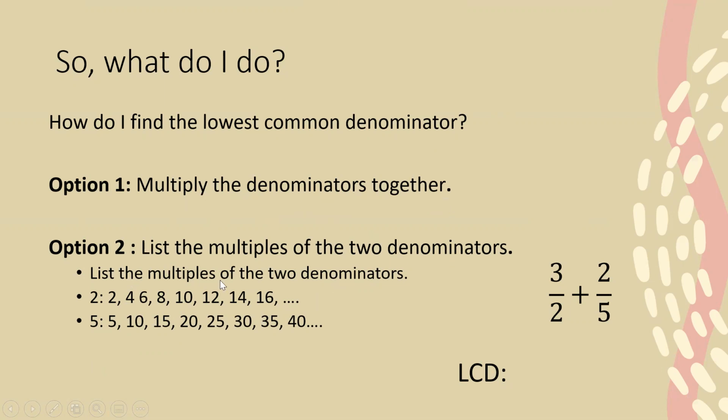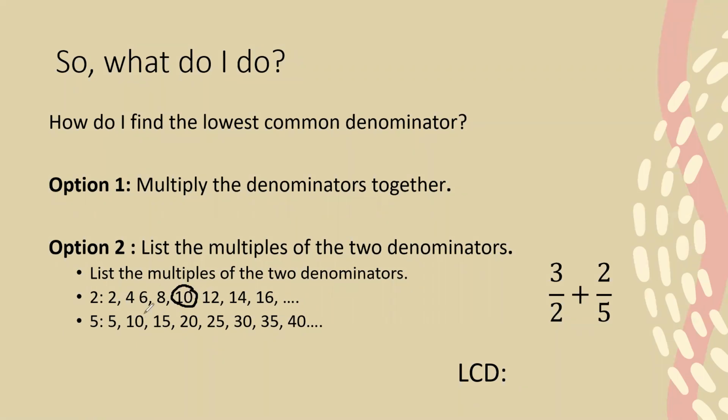For example, here on the right, I'm going to add 3/2 plus 2/5. So I take my denominators, which are 2 and 5, and I list out my multiples: 2, 4, 6, 8, 10, 12, 14, 16 for 2. And for 5, it would be 5, 10, 15, 20, 25, 30, 35, and 40. And here I notice that my lowest common multiple is going to be 10.